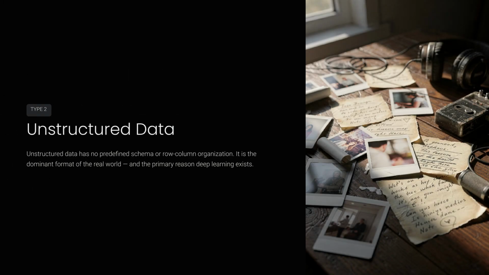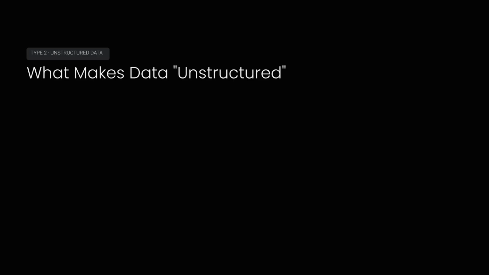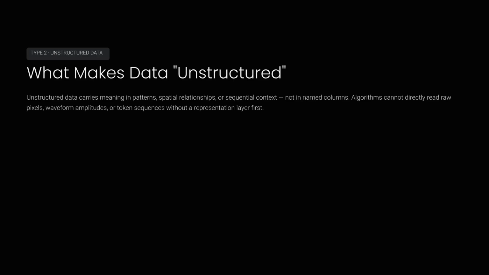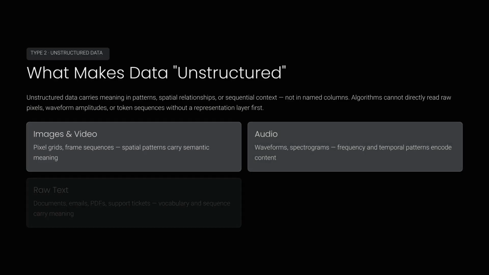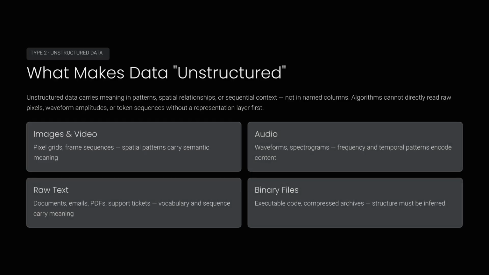Next is unstructured data, which has no predefined schema or row-column organization. This is the dominant format of the real world, and the primary reason deep learning exists. Unstructured data carries meaning in patterns, not named columns. Categories include images and video, audio, raw text, and binary files. Each requires a representation layer to process the raw data effectively.